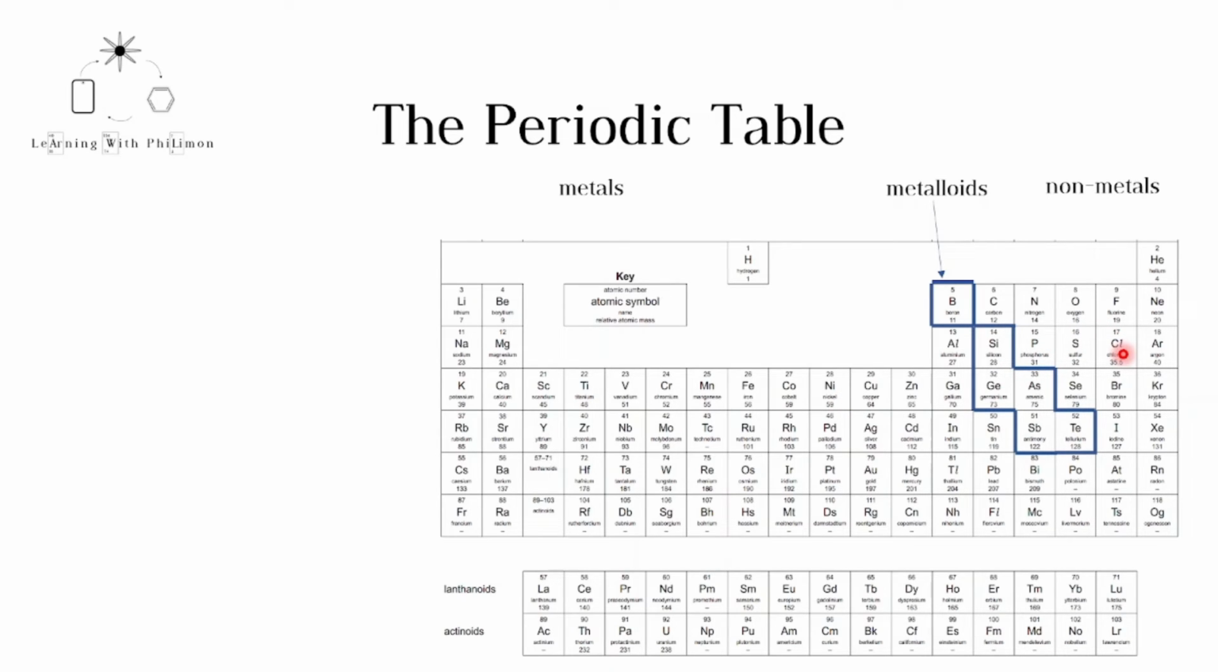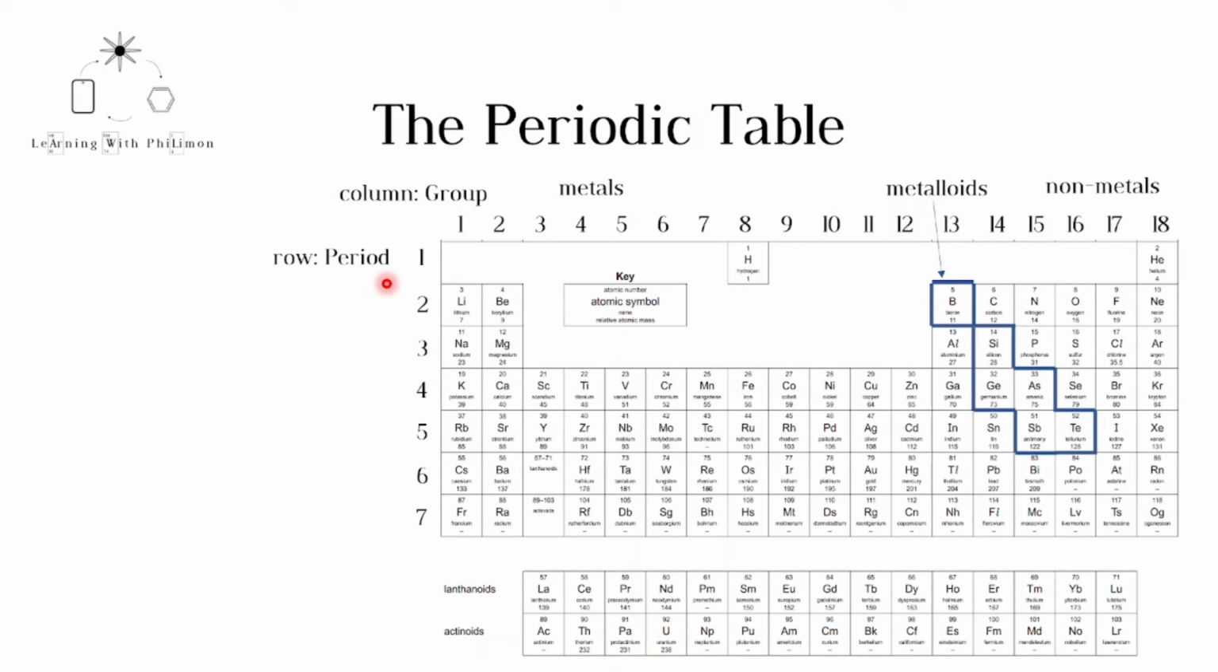Apart from being ordered in terms of increasing atomic number, the elements are also ordered in rows and columns. A row in the periodic table is called a period. A column in the periodic table is called a group. Can you find the element in group 14 and period 5? Pause the video. The element in group 14, period 5, is tin, Sn.